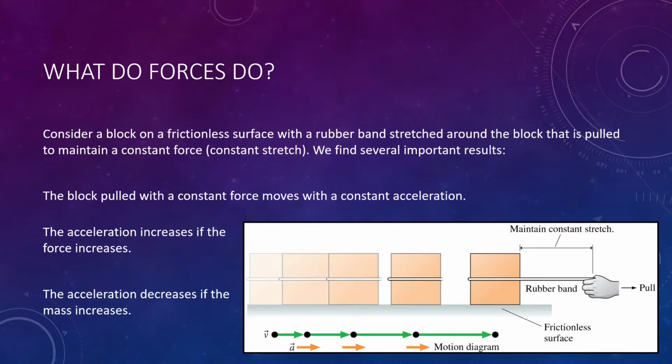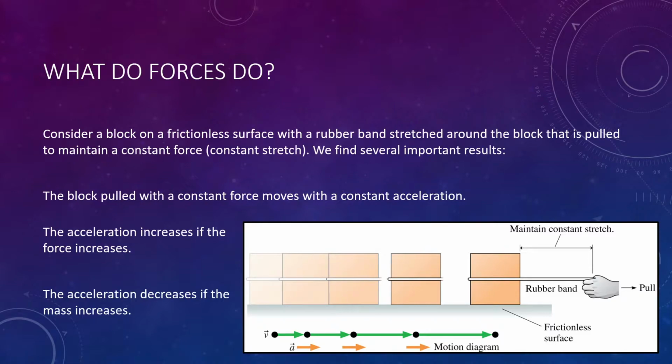The other two results of this experiment are fairly straightforward. The acceleration of the object would increase if you increase the force. In other words, if you pulled harder, the block would accelerate faster. And the acceleration would decrease if the mass of the block increased. So just imagine you try to apply the same force to an object that's 10 times heavier. Well, it's going to be harder to accelerate that object.